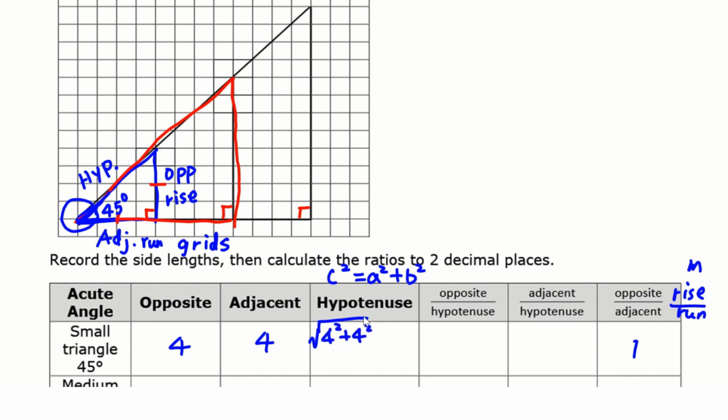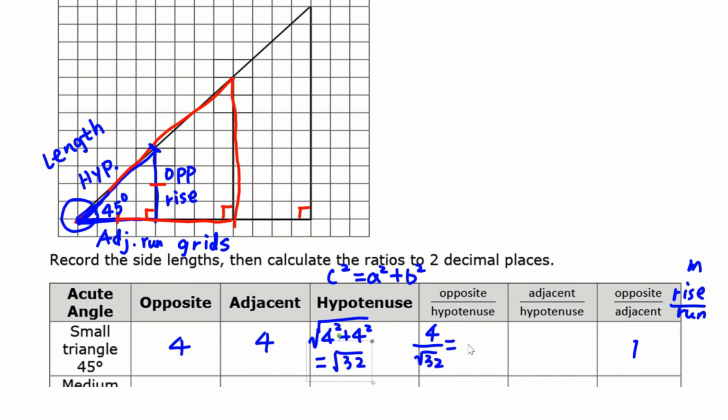Then it will give us the length of the hypotenuse. Also, we could call this the distance between these two points. So then we have the square root of 16 plus 16, which is 32. Then we are going to do the calculation of the ratio. So opposite over hypotenuse is 4 over square root 32.